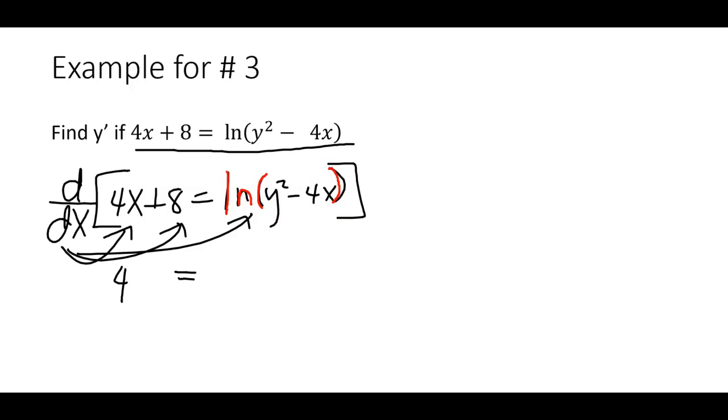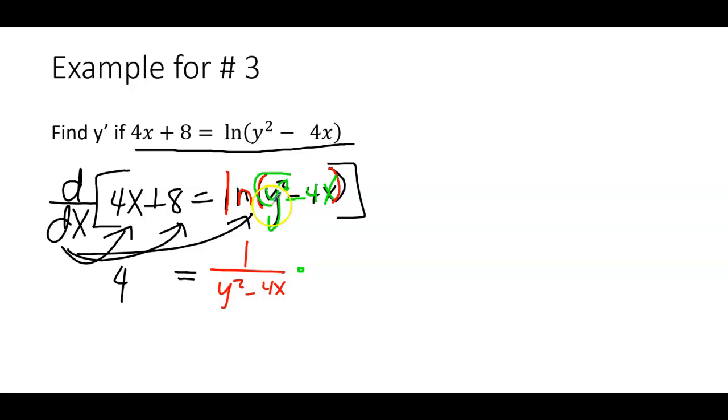And then I have the inside function, which is y squared minus 4x. So let's go ahead and start off by taking the derivative of the ln. The derivative of ln is always 1 over the inside. So that's nice and smooth there. No problems there.